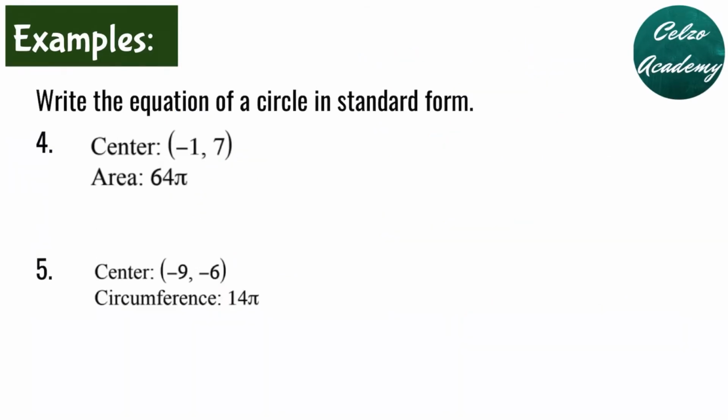Question number 4. Center is (negative 1, 7), and area is 64 pi. H is negative 1, and k is 7. So we will have x minus negative 1, or that's (x plus 1) squared. K is 7, so we have (y minus 7) squared is equal to r squared.